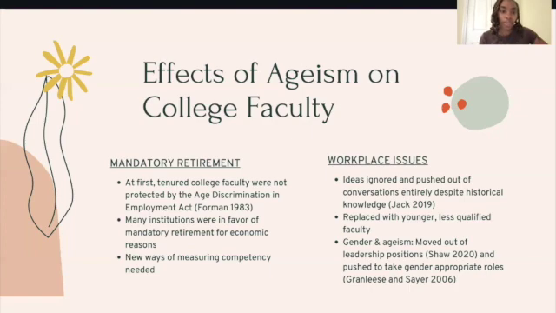Besides mandatory retirement concerns, older faculty also deal with a lack of respect within their departments. After getting to a certain age, their ideas are ignored and they find themselves pushed out of conversations entirely, despite the great amount of knowledge that they may have on the topic. For older women in faculty, the intersection of gender and ageism is prevalent. They are moved out of leadership positions or are pushed to take, quote unquote, gender appropriate roles. These roles often center around student welfare.